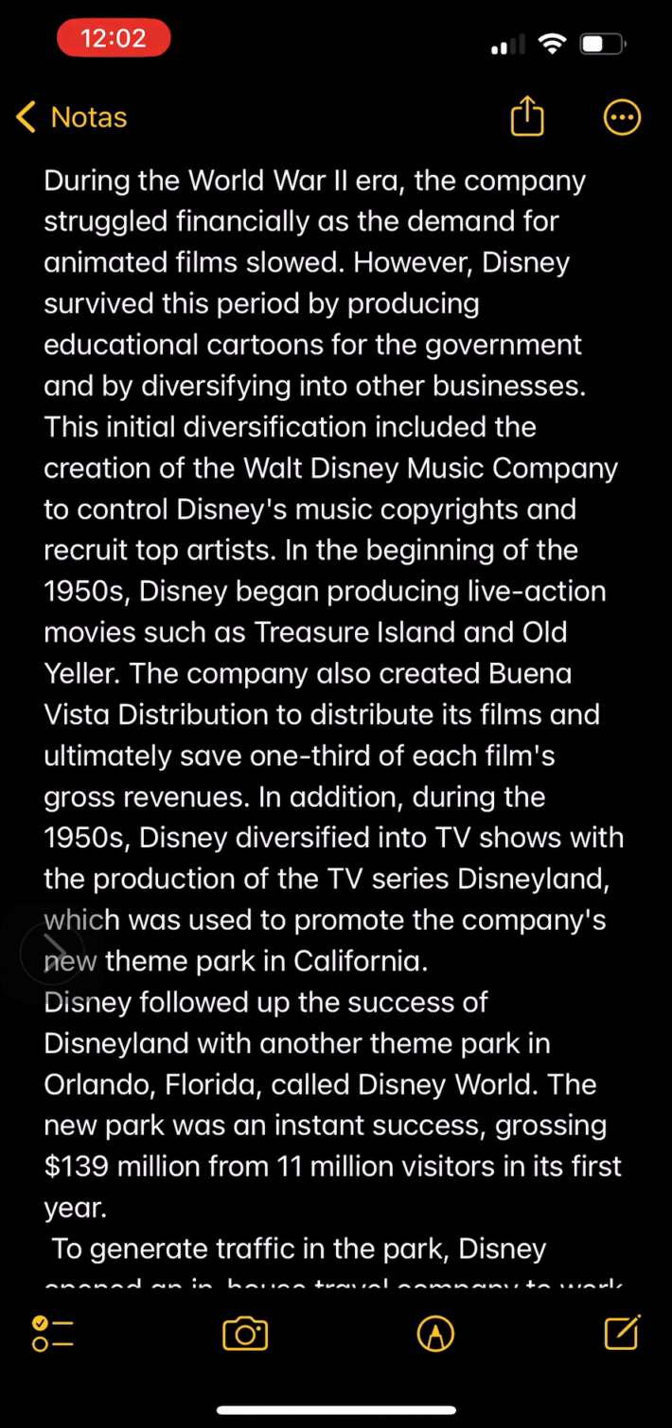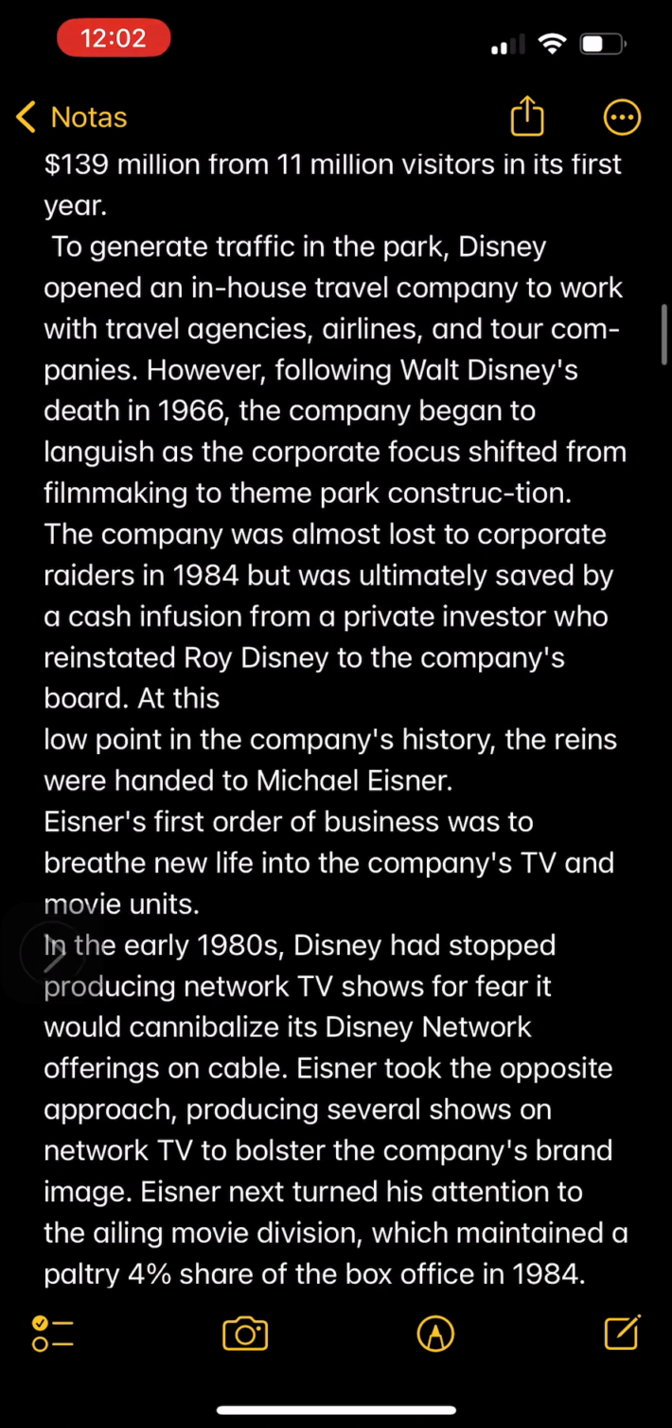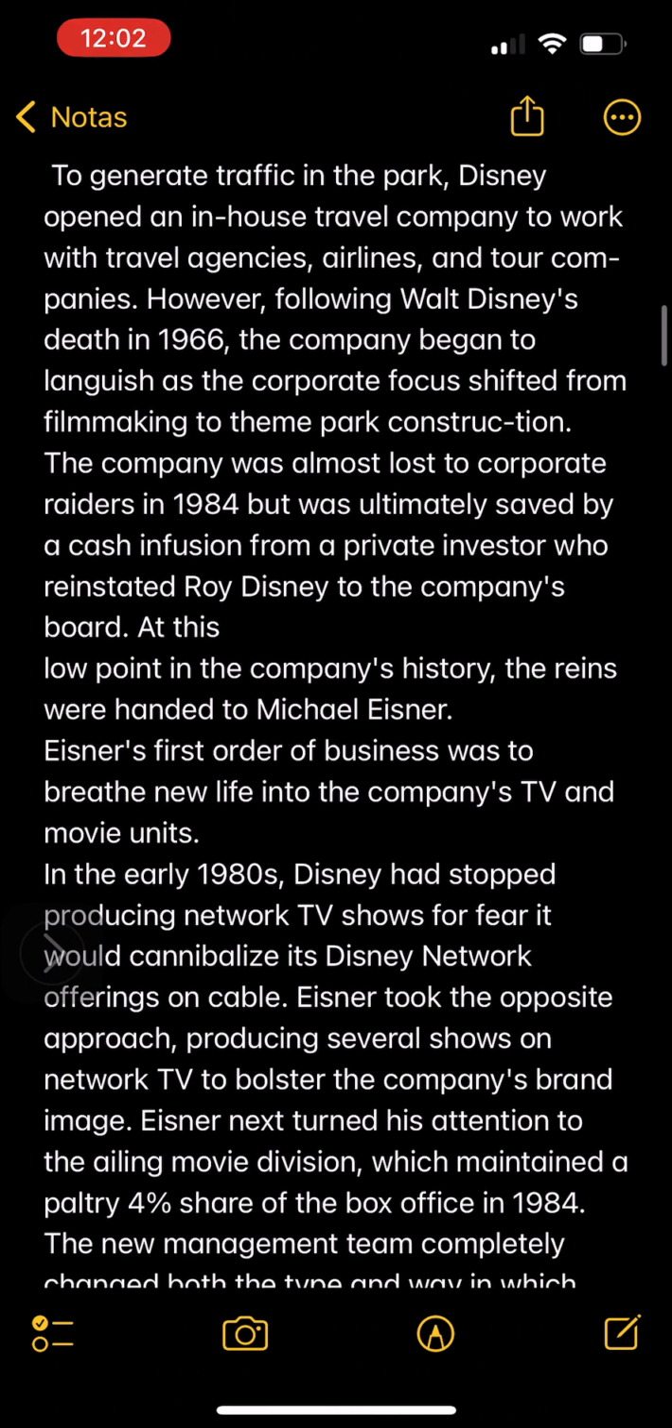In addition, during the 1950s, Disney diversified into TV shows with the production of the TV series Disneyland, which was used to promote the company's new theme park in California. Disney followed up the success of Disneyland with another theme park in Orlando, Florida, called Disney World. The new park was an instant success, grossing $139 million from 11 million visitors in its first year. To generate traffic in the park, Disney opened an in-house travel company to work with travel agencies, airlines, and tour companies.